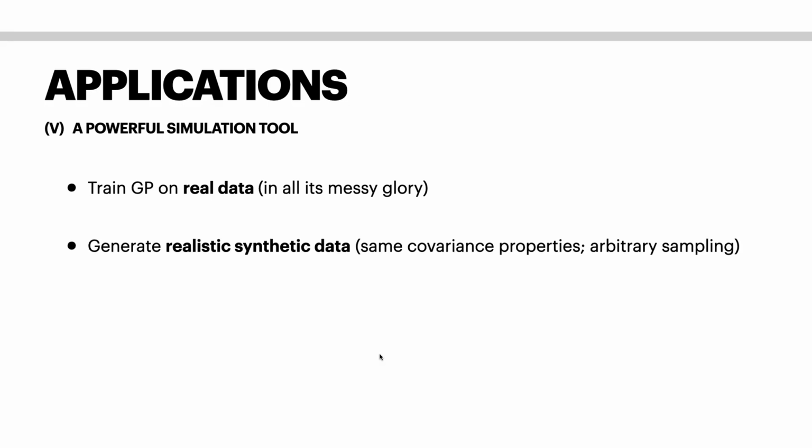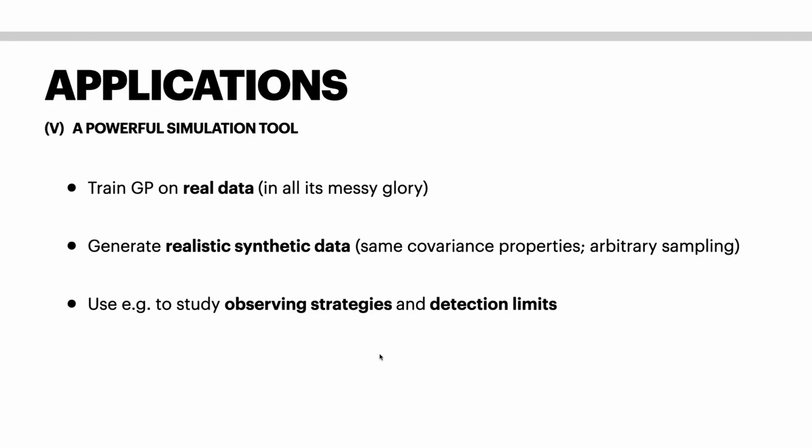Then a final application, which is really simple, though maybe underappreciated, is using GPs as a simulation tool. What you can do is train a GP on real data with all its awful complexities, noise, patchy sampling, stellar and instrumental nuisance signals that you probably don't even understand, etc. Once you've done that, you immediately have a tool for generating unlimited amounts of synthetic data with covariance properties that match your real data.